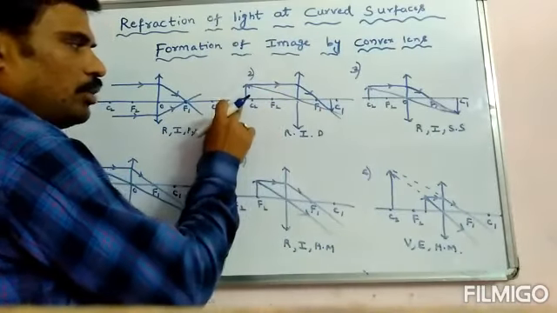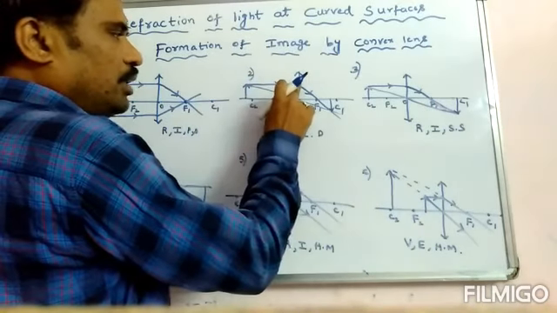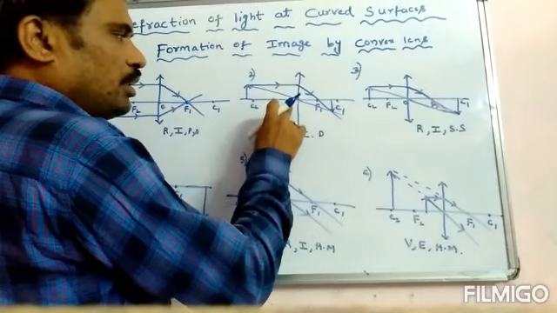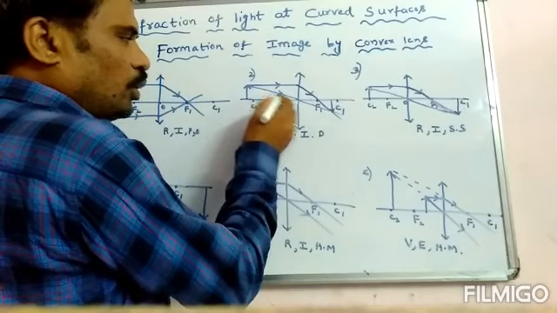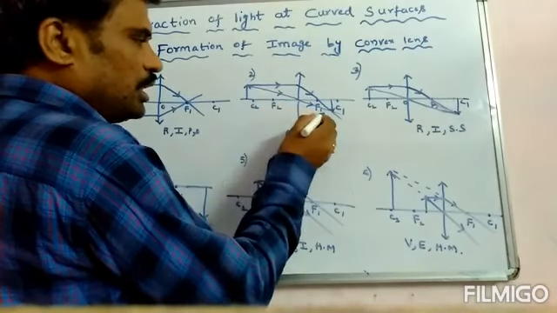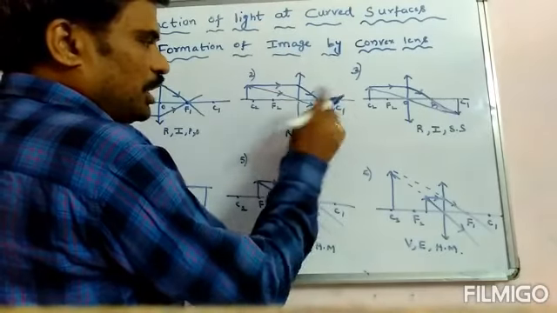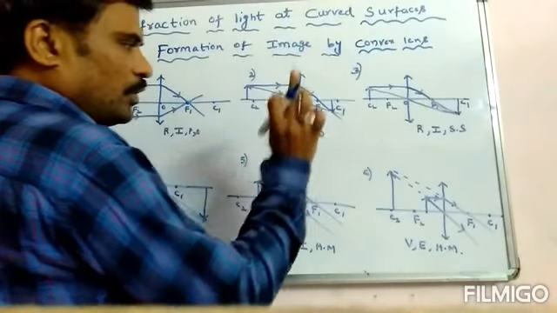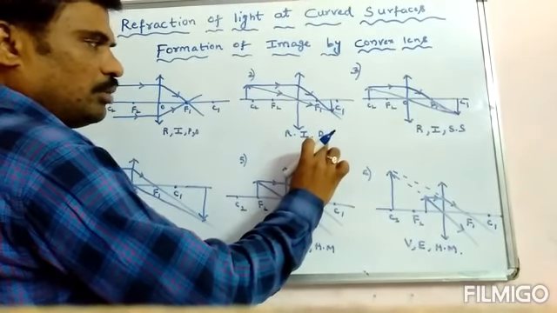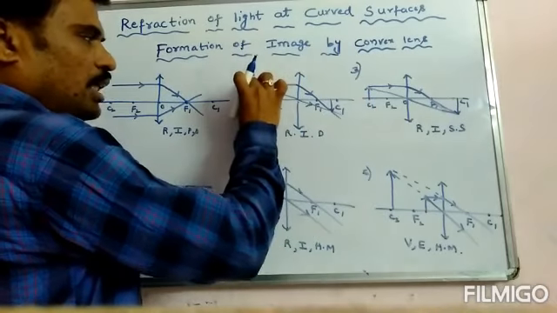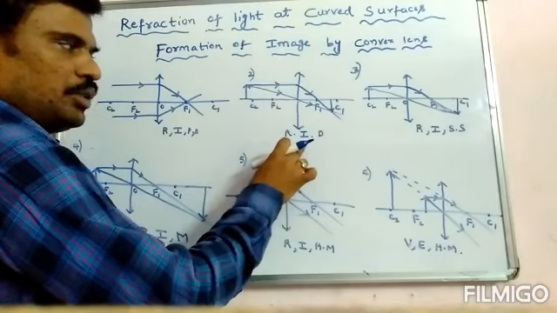Right. Now look at the second diagram. In the second diagram, the object is beyond C. Now a ray is incident parallel to the principal axis. After refraction it passes through the focus, and another ray passing through the optic center has no deviation, and both the refracted rays meet at a point, and the image is formed between F and C. And the nature of the image is real, inverted, diminished. Diminished means the size of the image is less than the size of the object. Right? This is the second ray diagram.